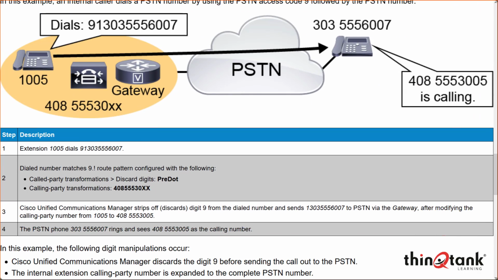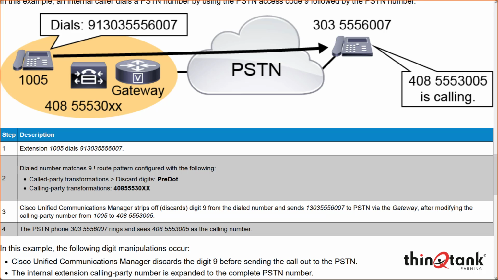So here's an example. The extension 1005 dials 91-303-555-6007. So we already know one of the manipulations that we're going to want to do, right? We're going to get rid of the 9. Maybe this dialed number matches the 9-bang route pattern, which is a really horrible route pattern, but basically it's any number that starts with 9. But it's easy enough to reference here.